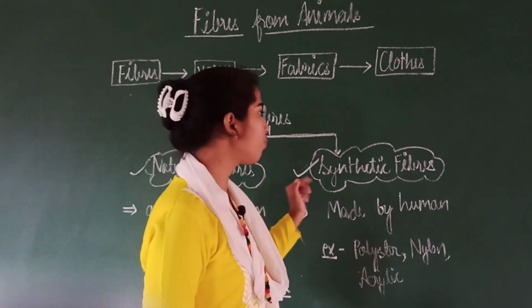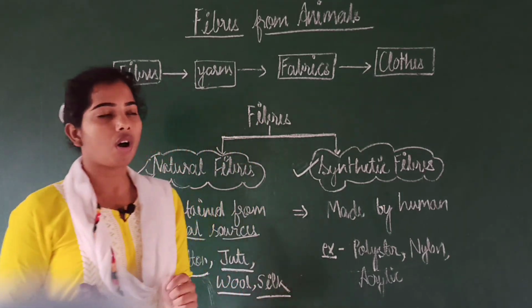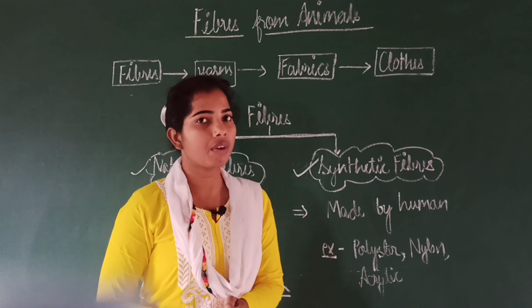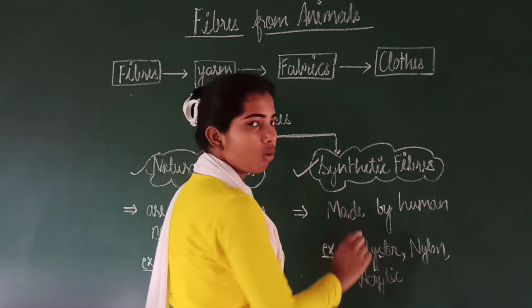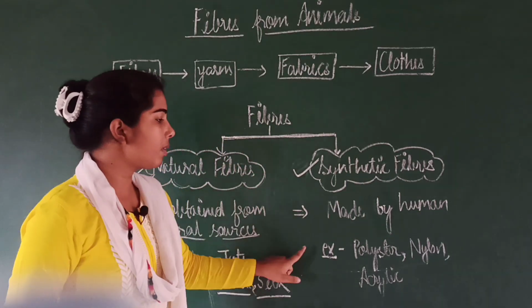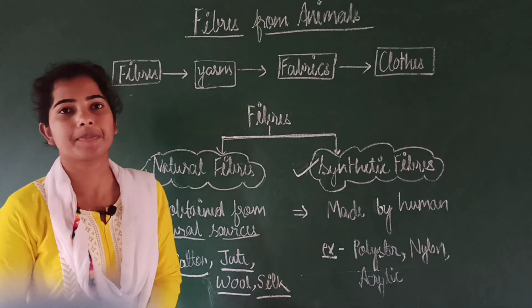Now the second type of fiber is synthetic fibers. Synthetic fibers are also known as man-made fibers. Man-made synthetic fibers are made by humans. Examples of the synthetic fibers are polyester, nylon and acrylic.